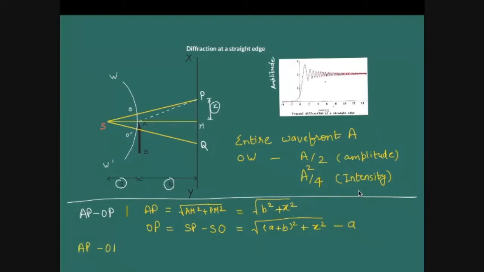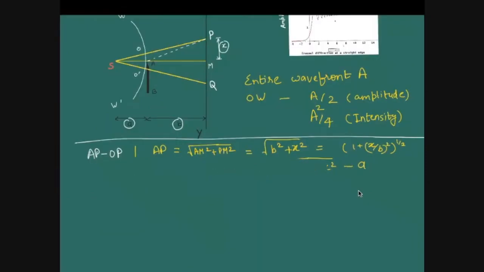So now calculate AP minus OP. Here we can apply a binomial expansion. So this one, I write as B times root of 1 plus (x by b) whole square, raised to 1 by 2. For binomial expansion, we need the condition that this x term should be less than 1. And x is the distance at which you are observing, and b is the distance from the edge to the screen. So obviously b is much larger as compared to x. So you can apply the binomial expansion here.